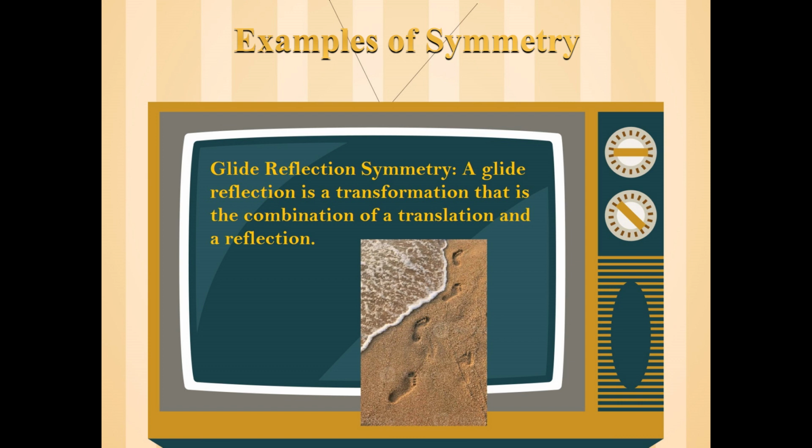Lastly, glide reflection symmetry. A glide reflection is a composition of transformations. In a glide reflection, a translation is first performed on the figure, then it is reflected over a line. A common example of glide reflections is footsteps in the sand.